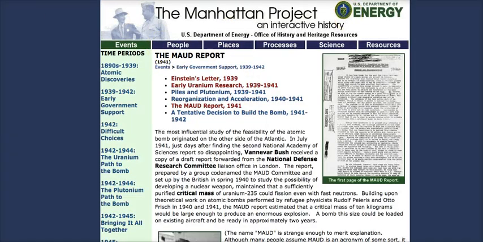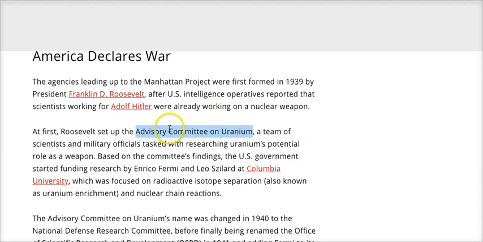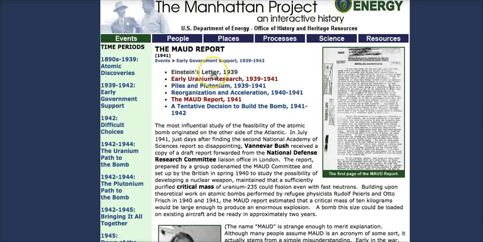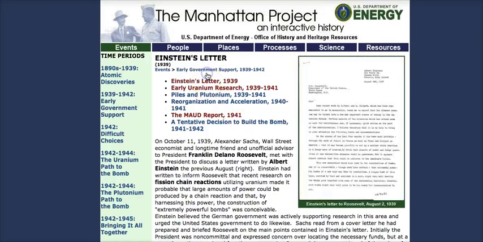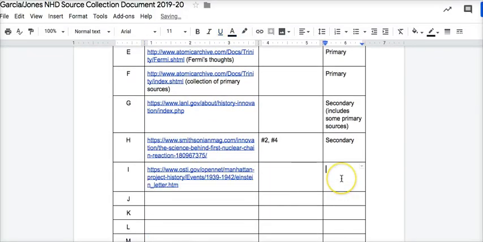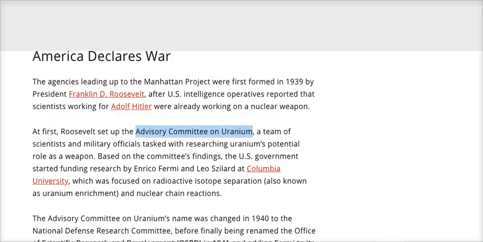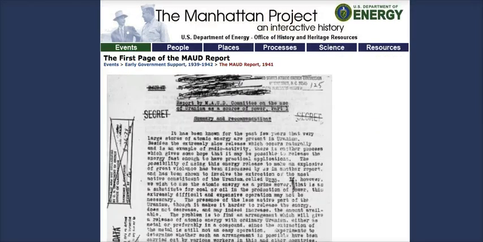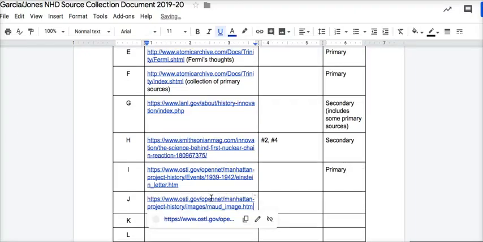So just going into my secondary source and searching for the Advisory Committee on Uranium led me to the Department of Energy's website, and I got two pretty decent primary sources. Einstein's letter, which I'm going to put in my source collection document, and also I have access now to this report on the feasibility of nuclear weapons or the atomic bomb. So I'll copy this and I'll put this in here too.